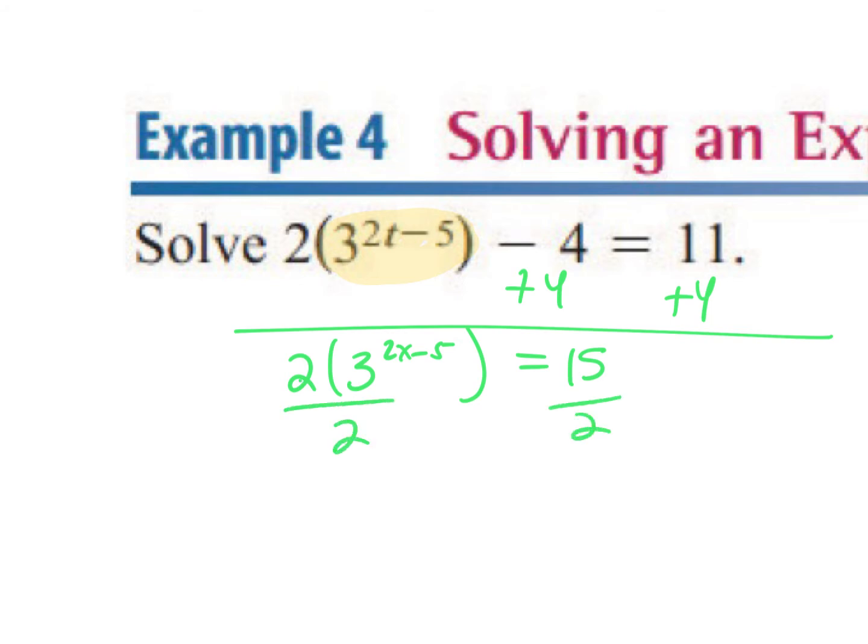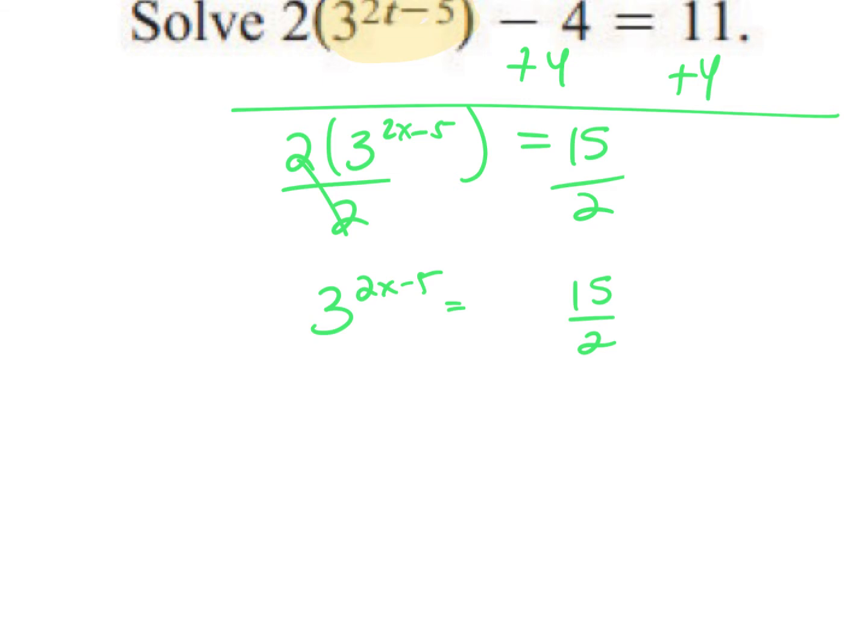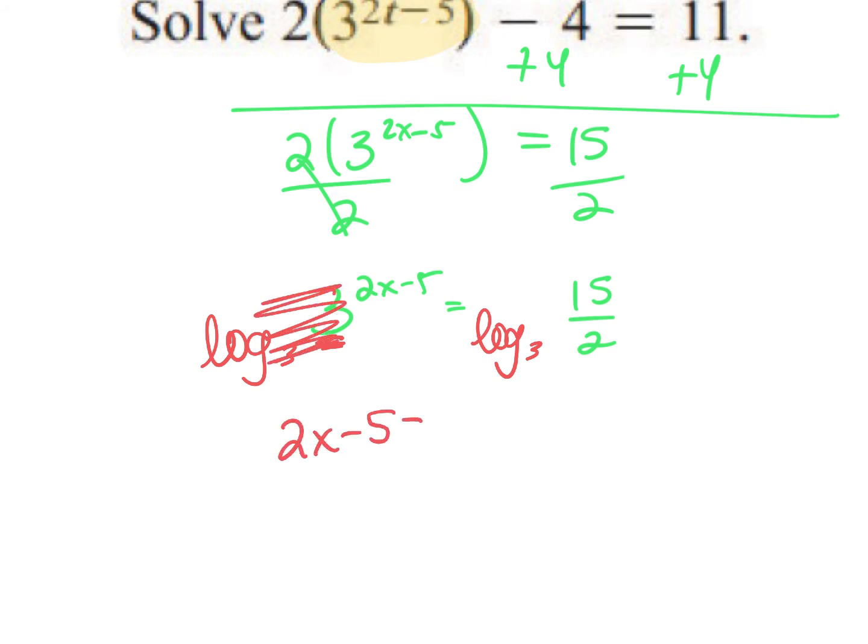Divide by 2. So I have 3 to the 2x minus 5 equals, I'm just going to leave it as 15 divided by 2. You don't have to do anything yet. Now, what did you guys just tell me? What is the opposite of an exponential function? Log. What little base am I going to use? 3, so they cancel out. So if I use log base 3 on this side, what do I do on the other side? Log base 3. So here this cancels out. This comes down. 2x minus 5 equals, in your calculator, guys.